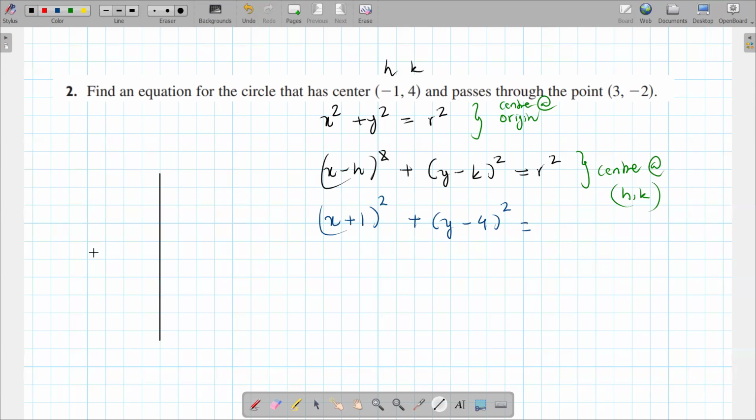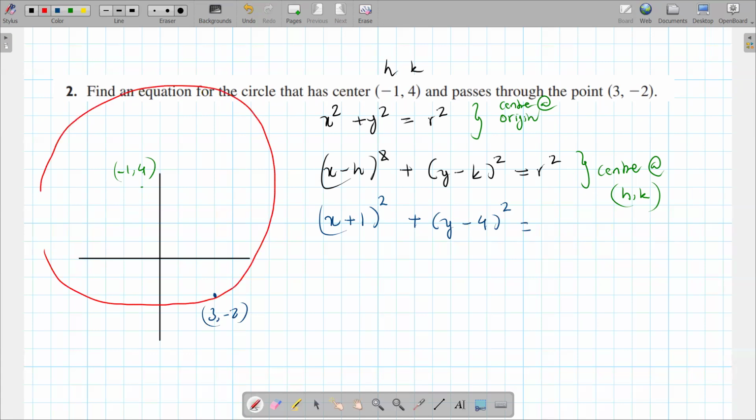Now think about it. You have a point at negative 1 and 4. Negative 1, 1, 2, 3, 4, right there. This is the center of your circle. Your circle has to pass through the point 3 comma negative 2. So 1, 2, 3, 1, 2, negative 2. So your center is here, but your circle has to pass through this point. So it'll look something like this.